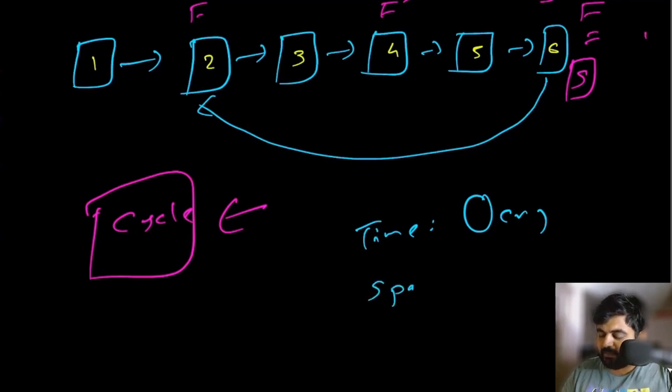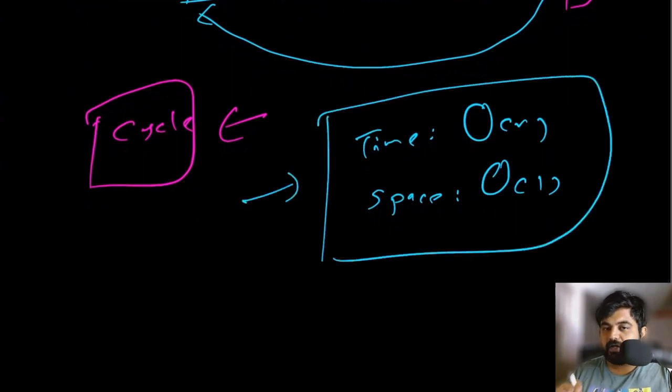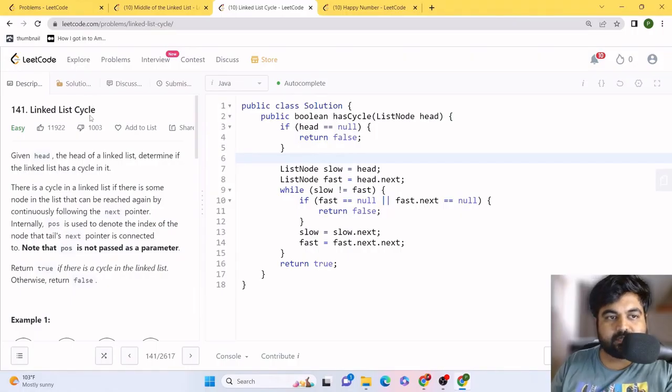If we see space complexity, this is the most critical part. Apart from using a couple of pointers, we are not using any additional space. So space complexity is also constant, and this will make your interviewer giggle because he just found the right candidate. So let's see the coding solution for the linked list cycle problem.